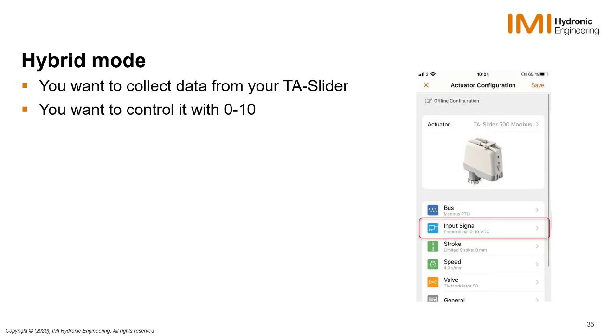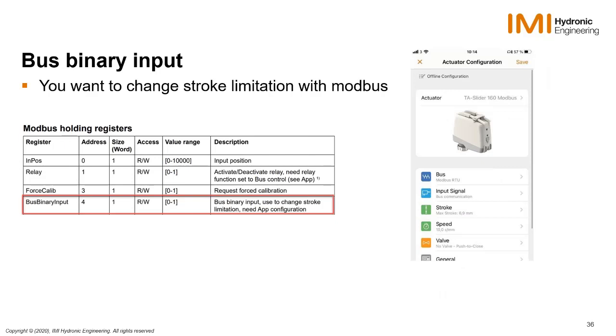And then you can configure your input signal to 2 to 10 if you like to have it reverse, a different characteristic if you don't want it linear, and so on. So just like you can do with any slider. The second example I'm going to show is the bus binary input. So this is just like a normal binary input, except that it's done with your Modbus register instead. So you don't need to connect a real physical binary input. You just need to have it connected to your Modbus network.